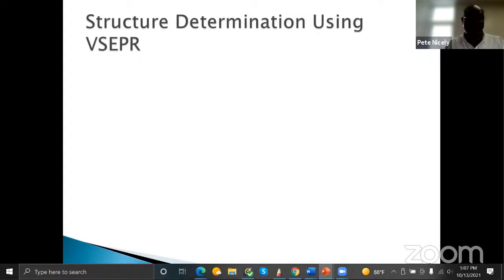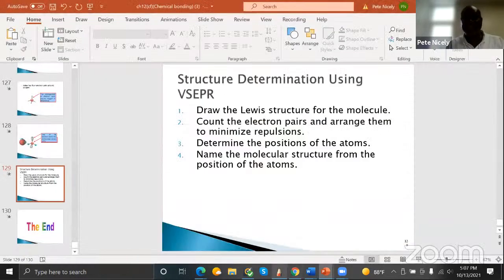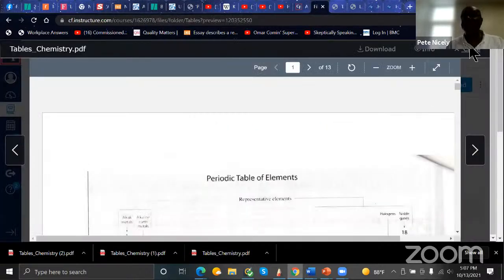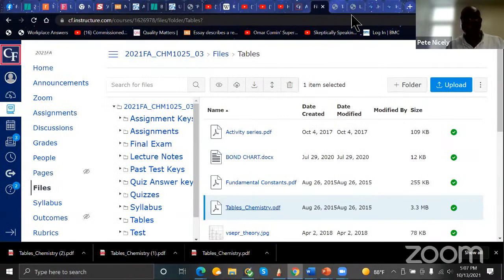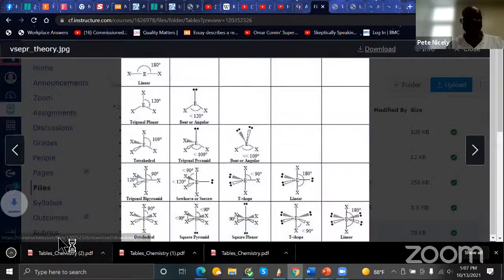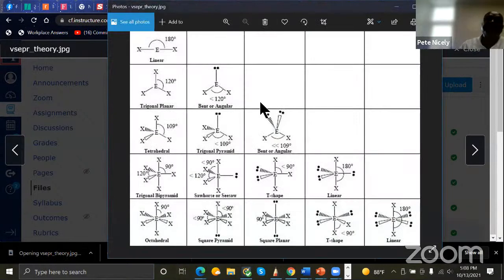Now, let me get out of this and show you another chart which you're going to use to make predictions of shapes. So let me go to here, and you'll notice you have this particular document, the VSEPR theory document. So let me download that. And this is what you're going to use to make predictions about shapes of molecules, all right?